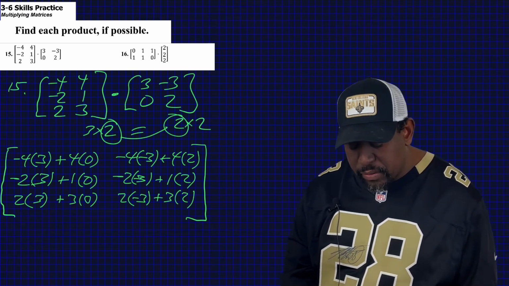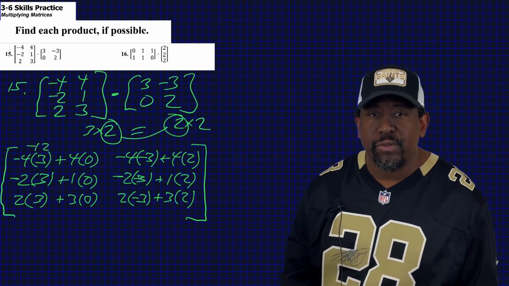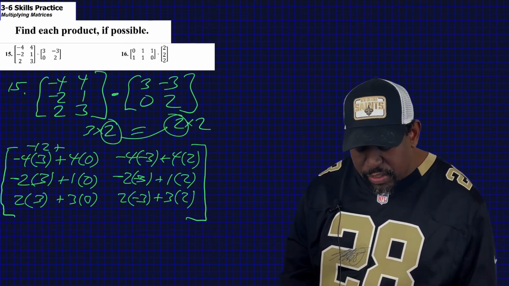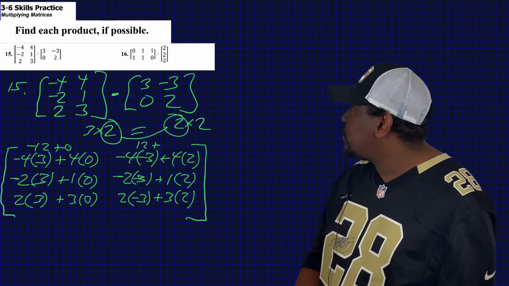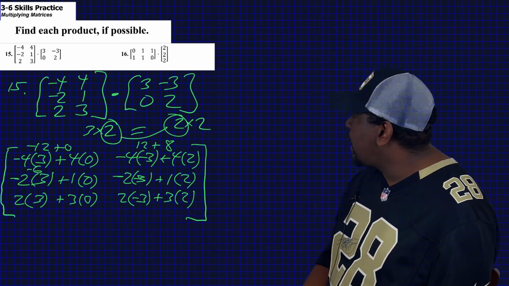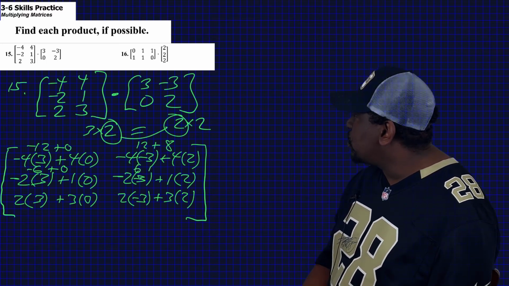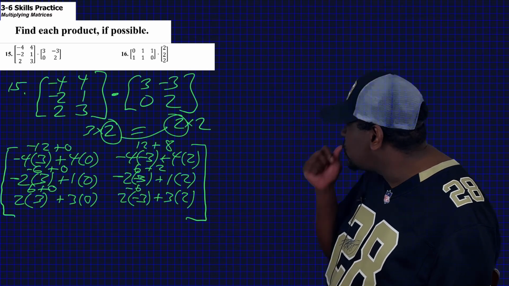So at this point, we will simplify each of the products and we will get a new matrix. So we can write the work above like you see here on the screen. First row: -4 times 3 is -12, 4 times 0 is 0. -4 times -3 is 12, 4 times 2 is 8. That's the first row. Second row: -2 times 3 is -6, 1 times 0 is 0. -3 times -2 is 6, 1 times 2 is 2.